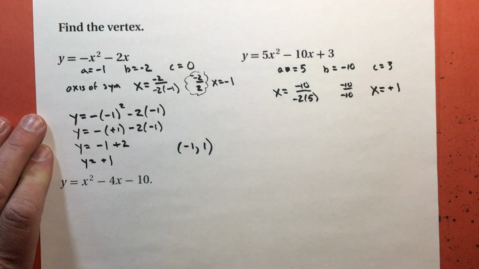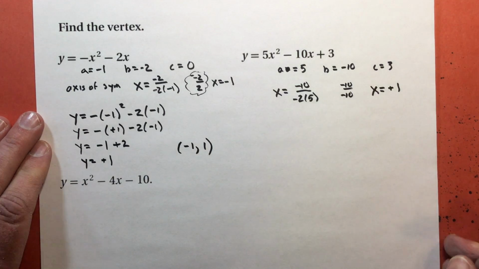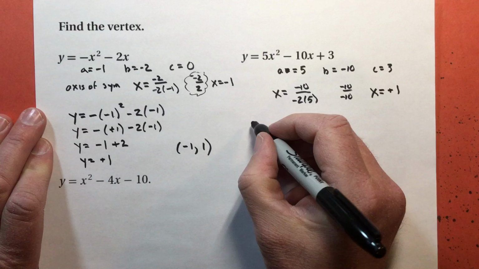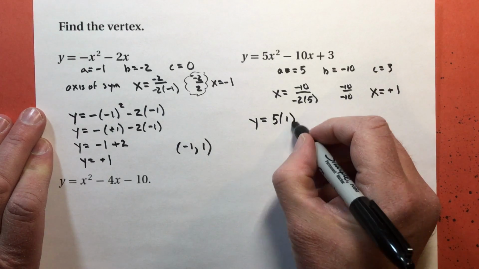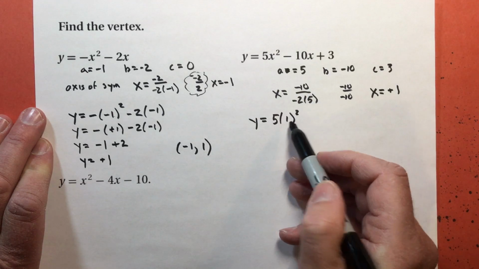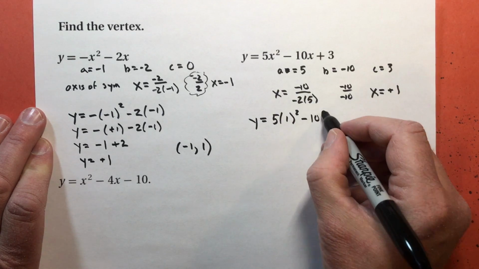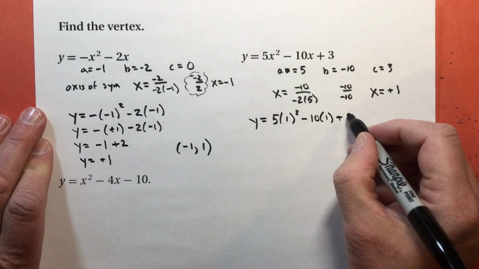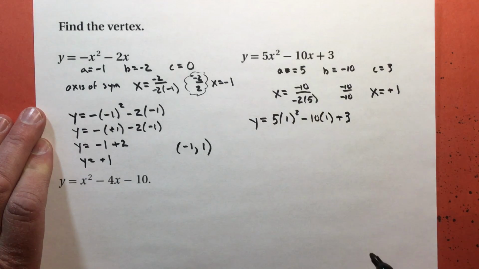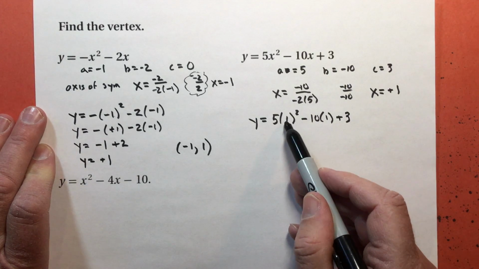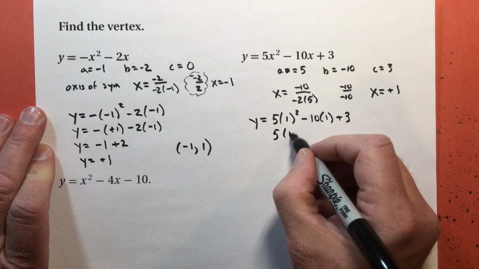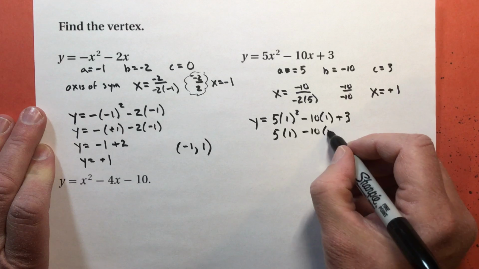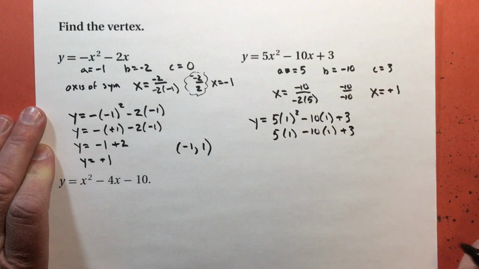That's also the x-coordinate of my vertex. So now I'm going to find the y-coordinate. I write y equals 5 times 1 squared. So I replace that x with 1. Subtract 10 times 1 plus 3. Take care of exponents first. 1 to the second power, 1 times 1 equals 1. So this is 5 times 1, subtract 10 times 1 plus 3.